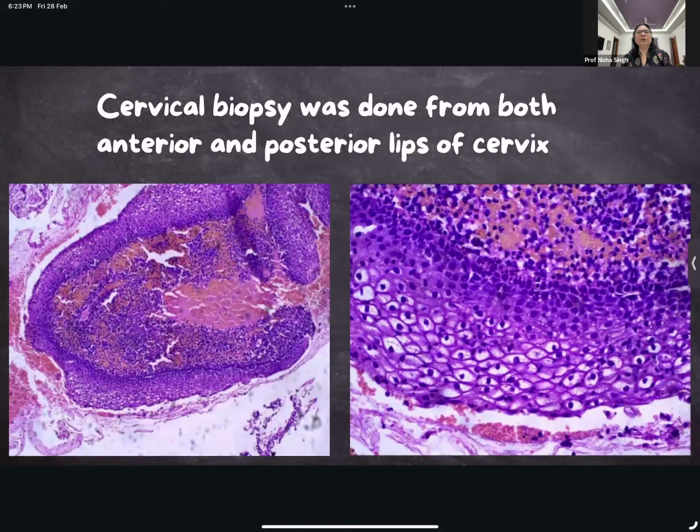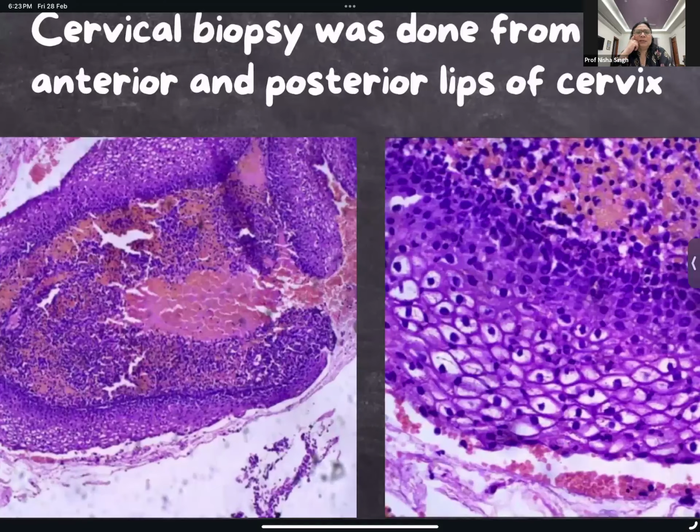We have got the slides of the biopsy that was done from the two lips of the cervix, since it was all around the os. So maybe Dr. Madhu can explain these slides, what she saw.